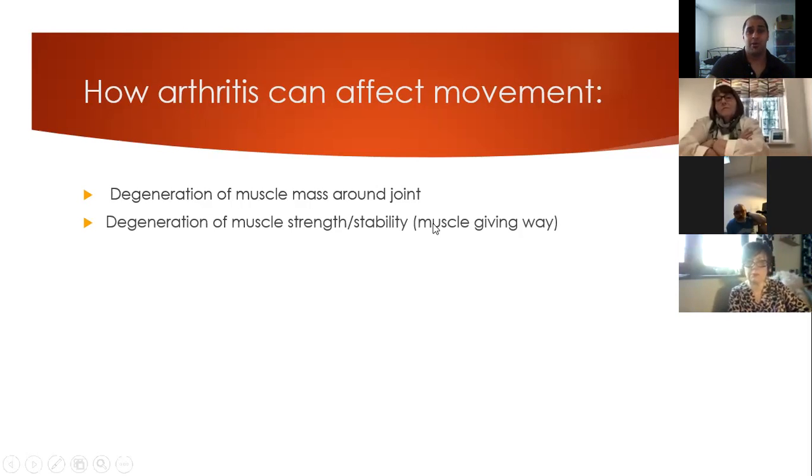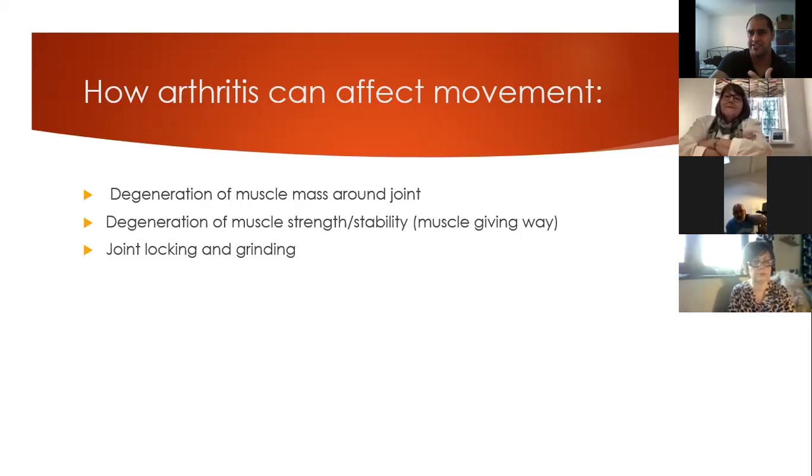I mean, a common symptom of this, I don't know, obviously Sue or anyone else here who does suffer from arthritis, does anyone experience any instances of the muscle buckling or giving way? Yeah. Okay. So that might be a case of a degeneration of the stability and the strength around the joint. Obviously joint locking and grinding, again, can anyone relate to this? Yeah. At the moment, my knee is locking a couple of times a day.